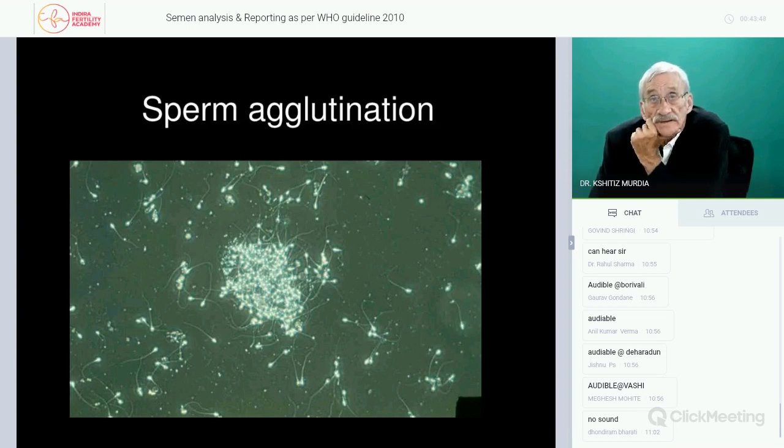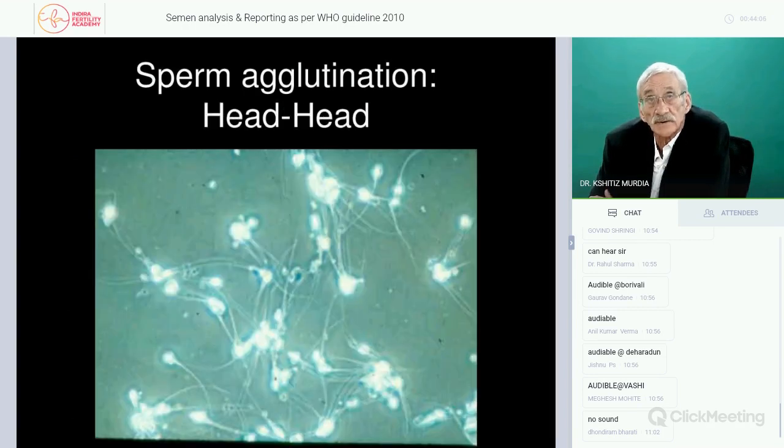So we get head-to-head agglutination in one patient, and then you get head-to-tail agglutination in another patient, as well as tail-to-tail agglutination. So these types of agglutination all depend on where the antibody is formed against the sperm. This is our typical head agglutination example.